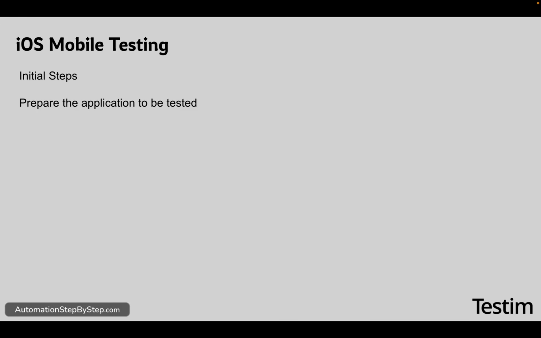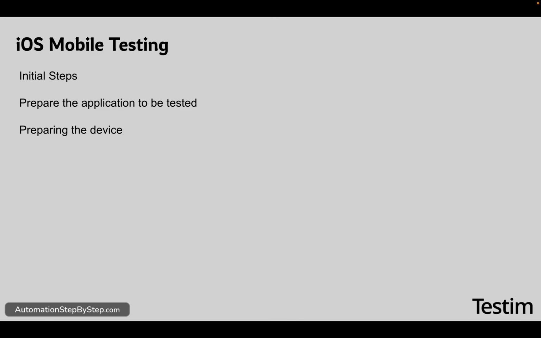We will start with the initial setup steps. We will also see how we can prepare our application that we have to test. Now when we are doing iOS testing, we need an application which should be in a .app or .ipa format, and I will tell you the details about that. We will also see what steps we have to do for preparing the device.